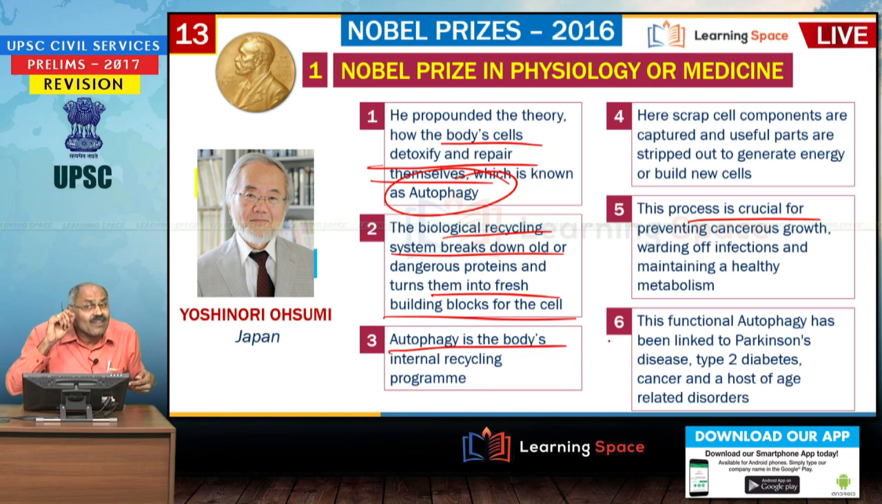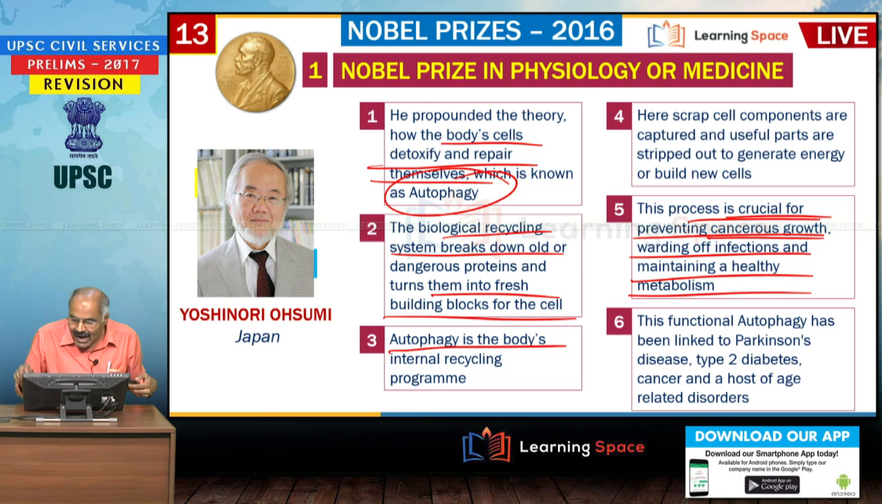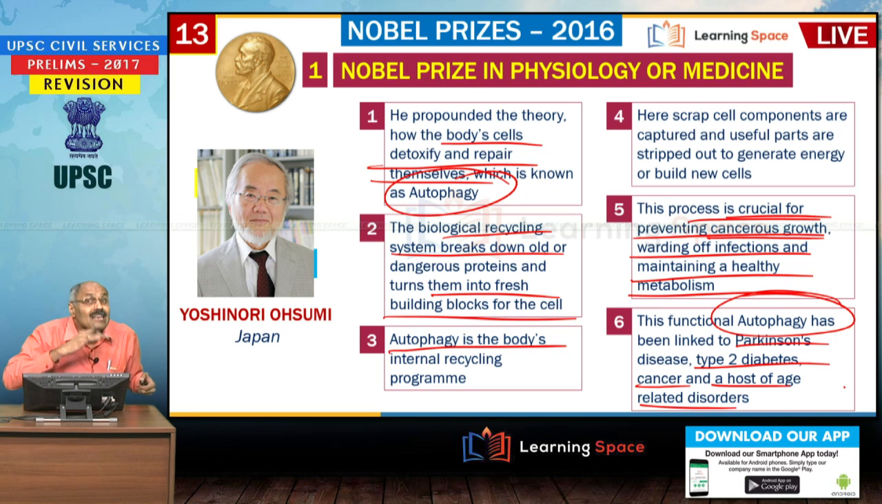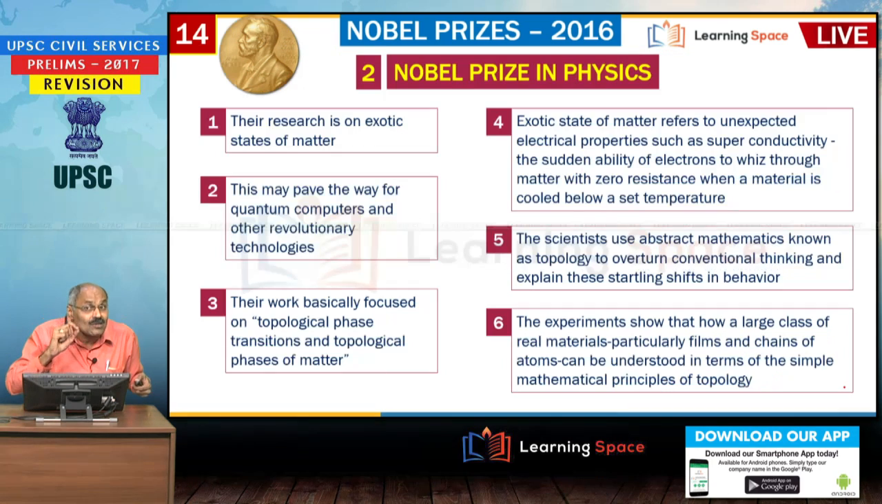and this is very much important. Understanding the cell's repair process, or autophagy, is crucial for preventing cancerous growth, warding off infections and maintaining a healthy metabolism. So, dysfunctional autophagy has been linked to Parkinson's disease, type 2 diabetes, cancer and a host of age related disorders. This is very important, do not forget.